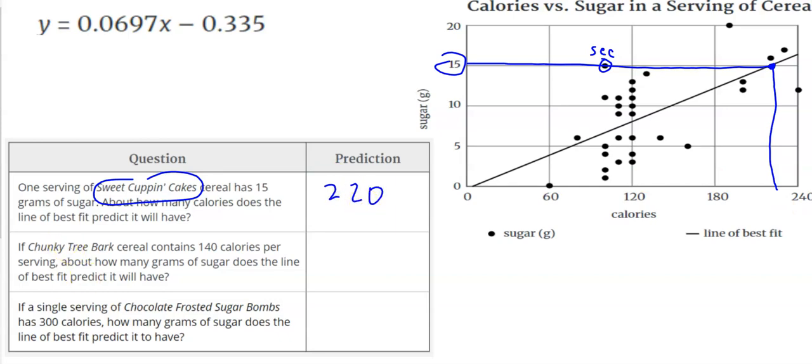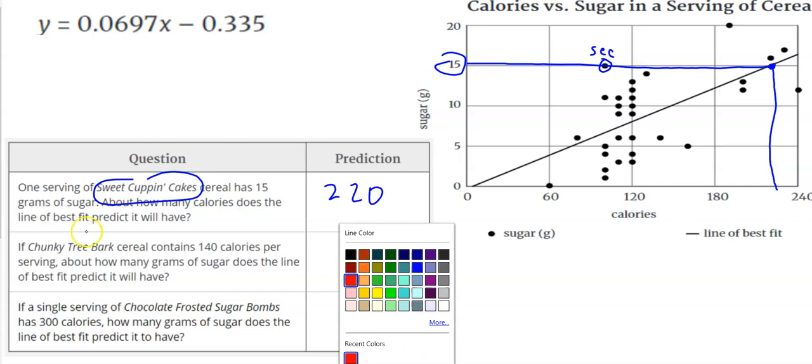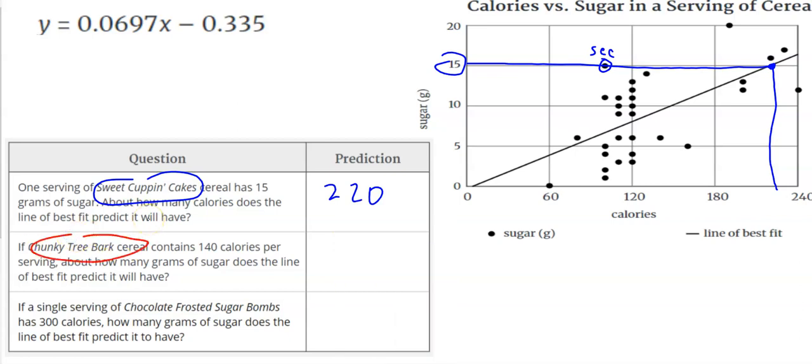Chunky Bark cereal, great name for a cereal, contains 140. So 140 is right about here. That looks to be this one. About how many grams of sugar does the line predict? So if we go up to the line of prediction here and go over, it looks like something slightly less than 10, maybe 9. If we want to get it more accurately, we could take the 140, plug it in for x, and we get that exactly. Or the prediction would be a better word, I guess.